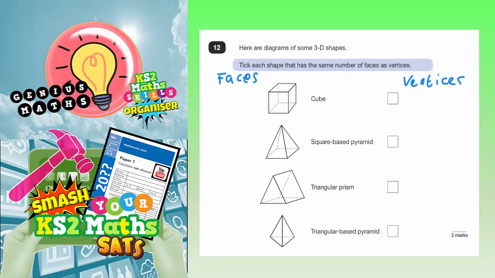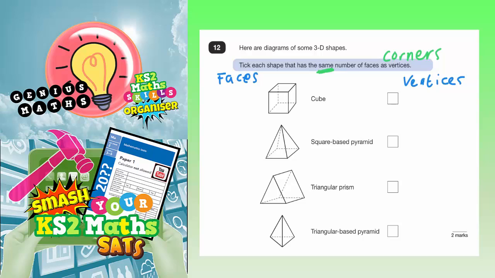Question 12. Here are some diagrams of some 3D shapes. Tick each shape that has the same number of faces as vertices. It's got to be the same number of both. Well, vertices is just a posh word for corners. Okay, so let's count the vertices for each shape first.